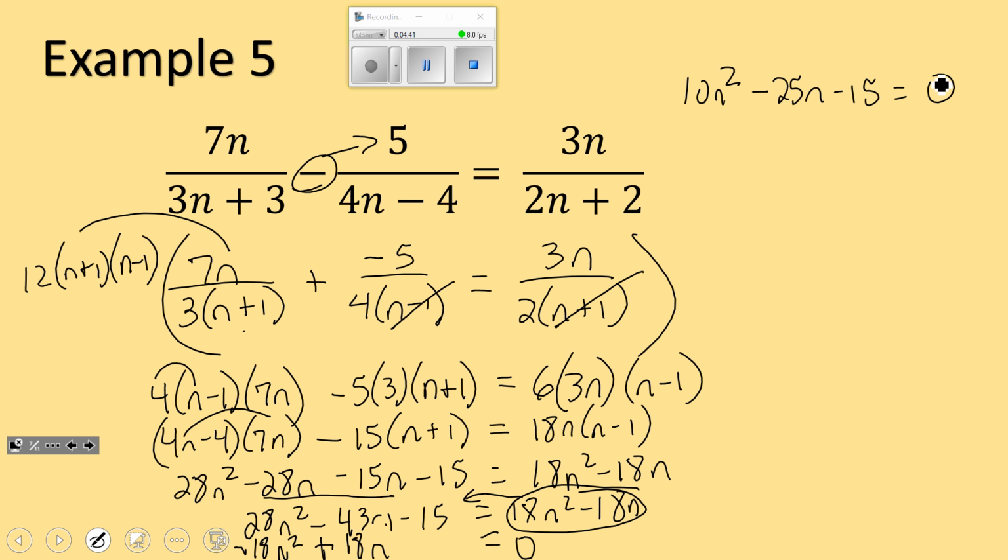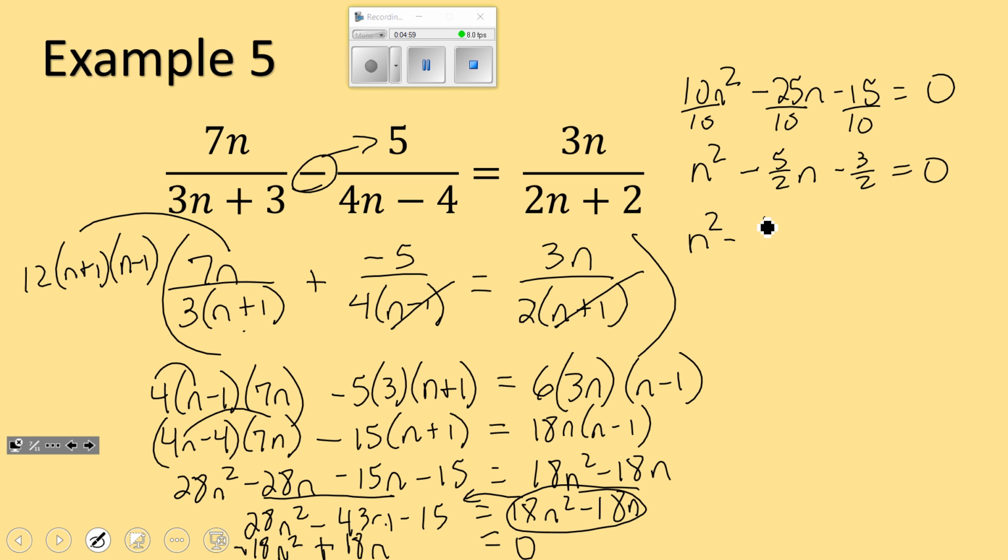So first things first, to complete the square, you must divide everything by 10. You have to have a coefficient of 1. Okay, so minus 5 halves n minus 3 halves. Does that make sense? You got to have a coefficient of 1.